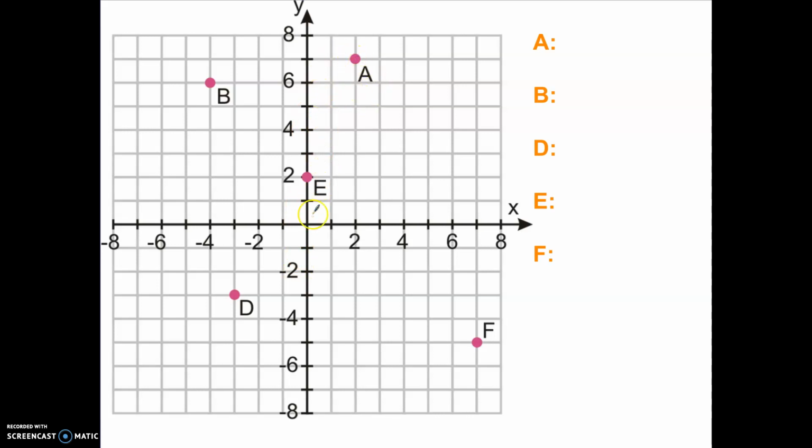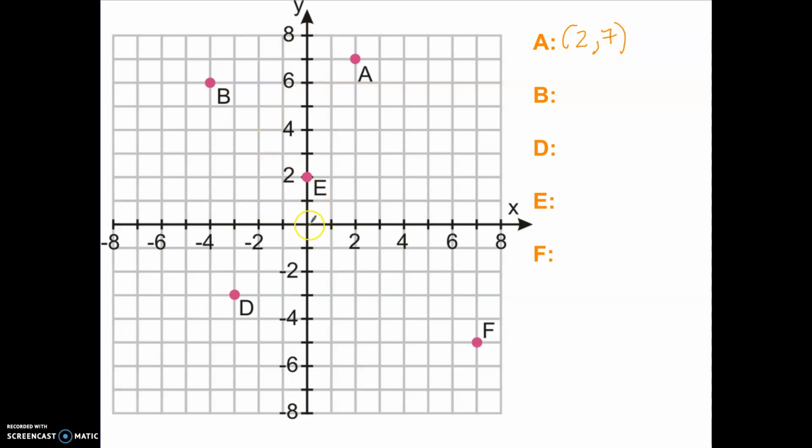axis. So for point A, I move to the right until I'm at A, which is 2 on the x-axis, and then I go up until I reach point A, which is 7 on the y-axis. So the coordinate for point A is going to be (2, 7).